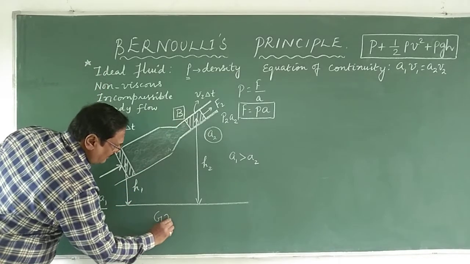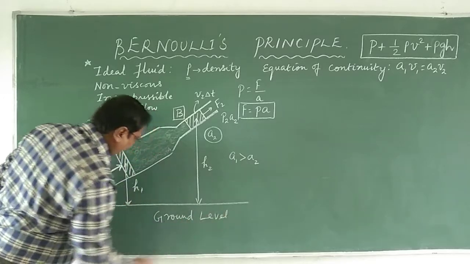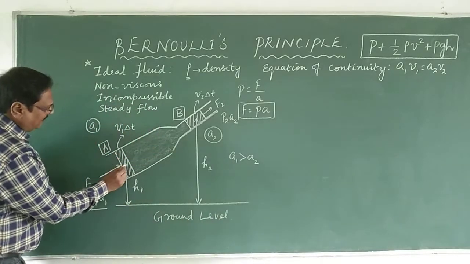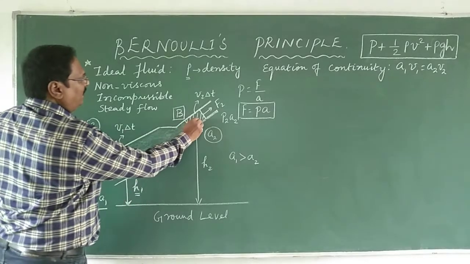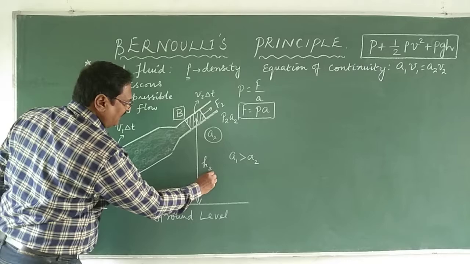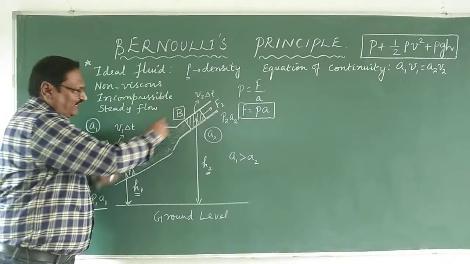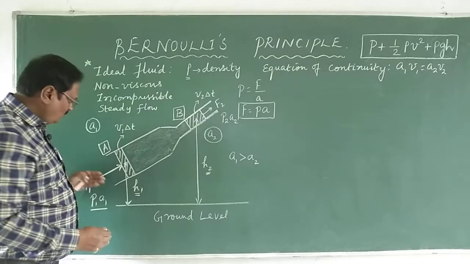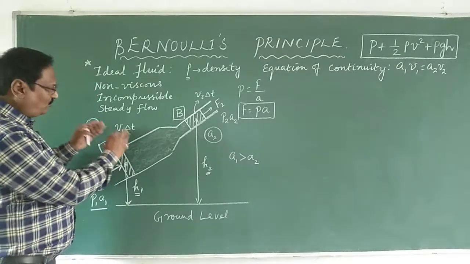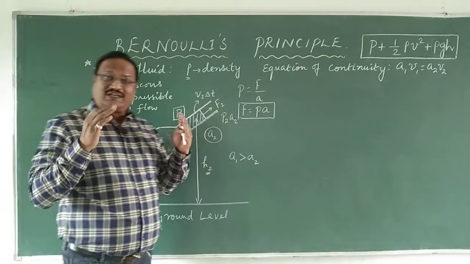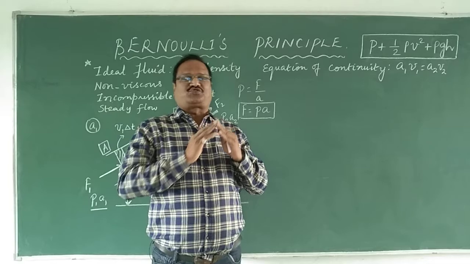Fine. Now let us say this is the ground level. From the ground level, the middle point of A is lying at a height H1, and the point B here lies at a height H2. There is a varying height and a varying cross section. Fine. Now I apply a force and move it. Now we have to find out what the different energies are.